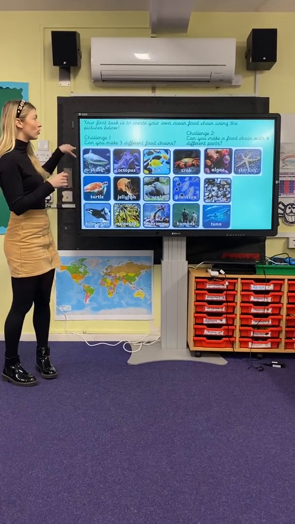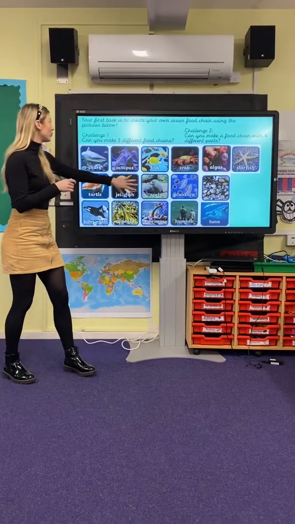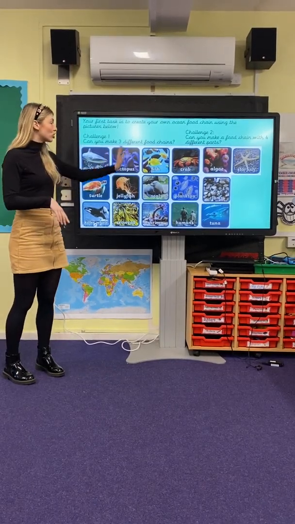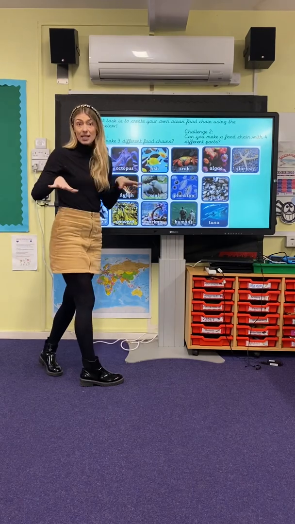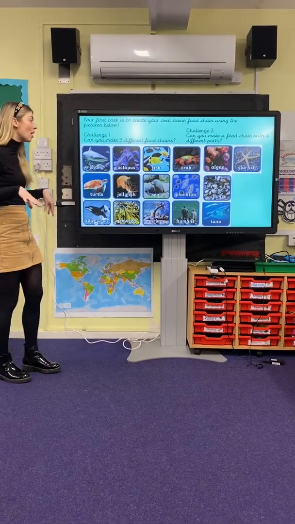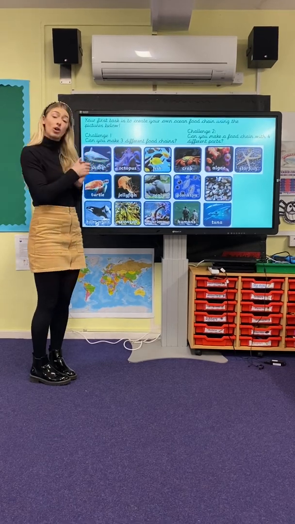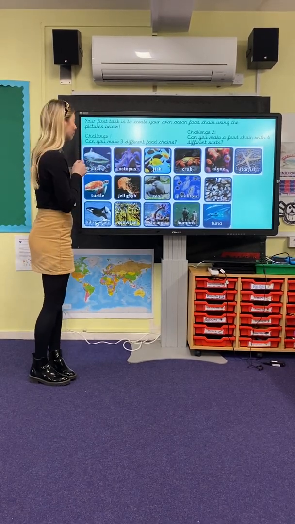So first of all, you could create your own ocean food chain using these. And the idea is, if you can, you could chop them up and physically make your own food chain, okay? But if you have access to a printer, which is absolutely fine, just have a little look at that and you could write down your own and draw one, okay?